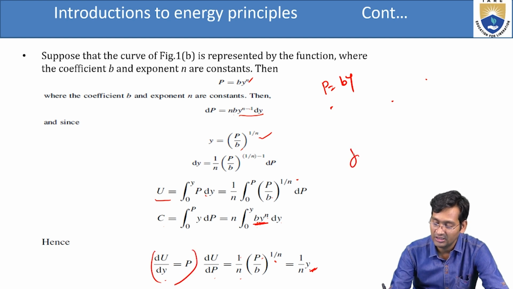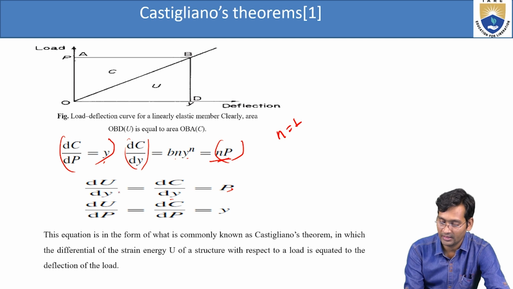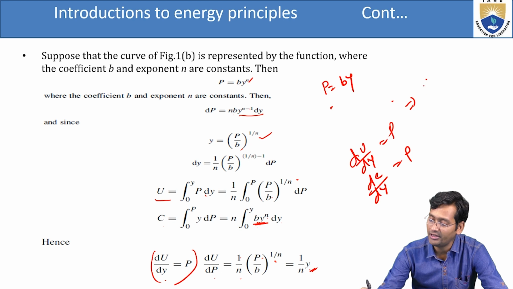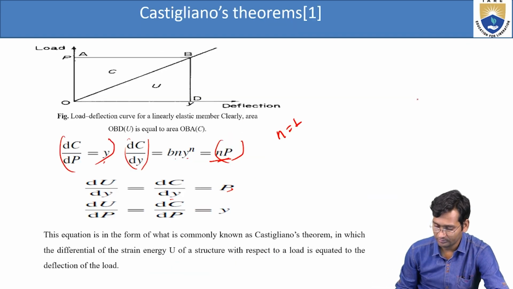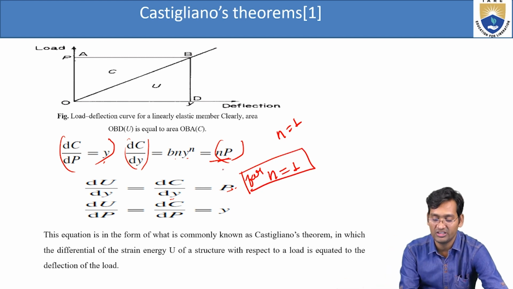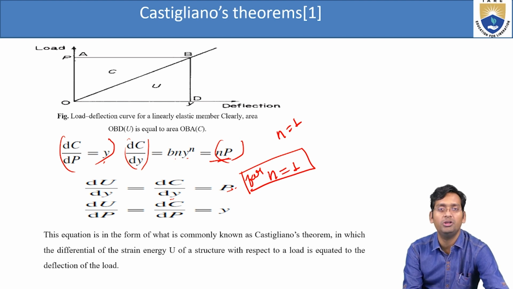So can we say that if dU by dy is P and dC by dy is also P, then dU by dy equals to dC by dy equals to P. So that is here, dU by dy equals to dC by dy equals to P. But remember, this is valid for n equals to 1 only, because here the n term is there, right? If n is 2, then we cannot use that one, then it will be 2P.